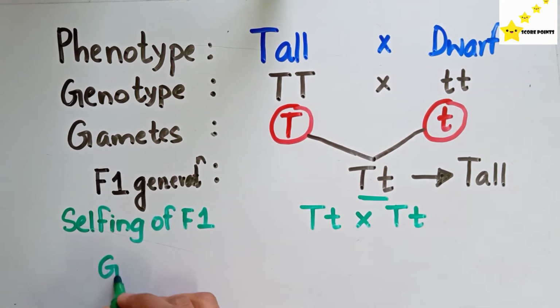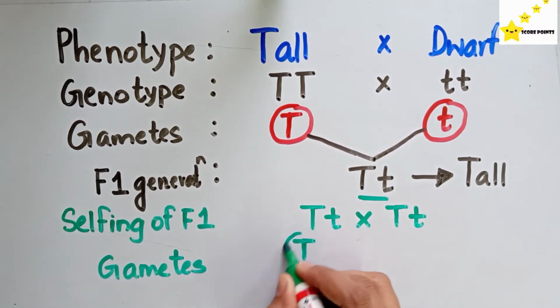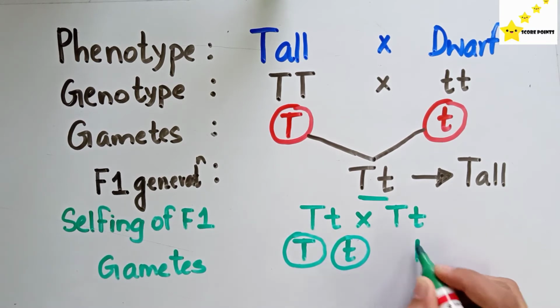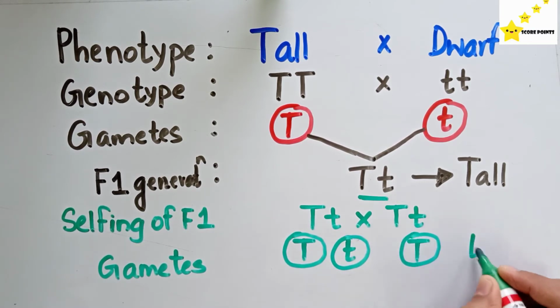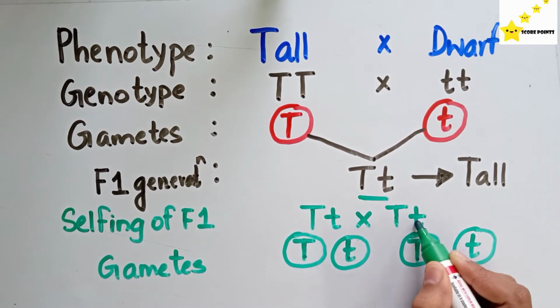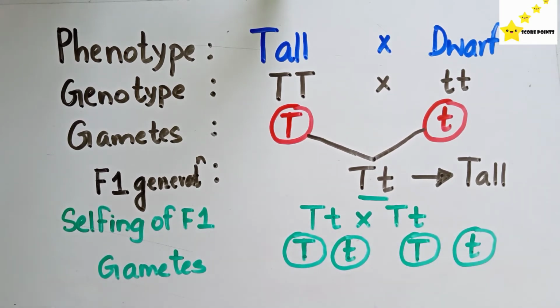Then from this, we are going to segregate the gametes. Gametes can be segregated in the same way. We have to take a haploid out of the diploid. In homozygous condition, we have identical alleles, so we have to mention only capital T. But in heterozygous condition, you have to mention both the alleles because they are non-identical. Now we have got 4 gametes after selfing or self-pollination of the F1 generation.